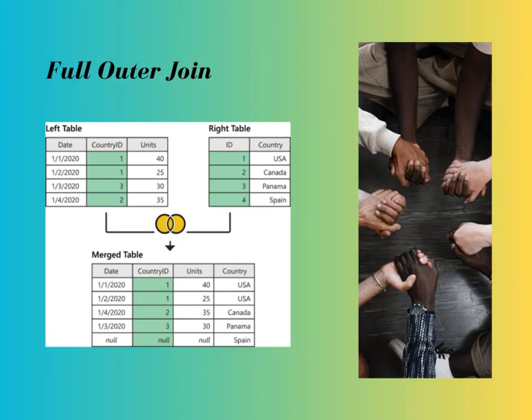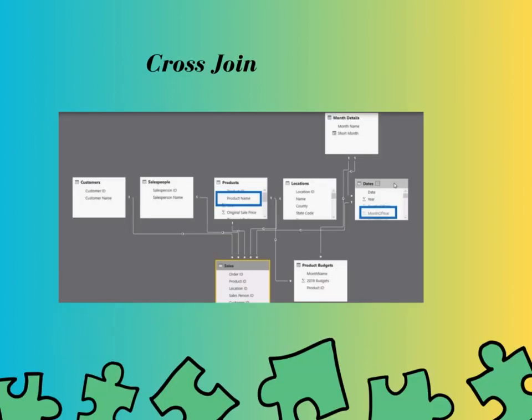Fourth is the full outer join. This returns all rows from both tables and combines the result of both the left outer join and the right outer join. The last but not the least is the cross join.